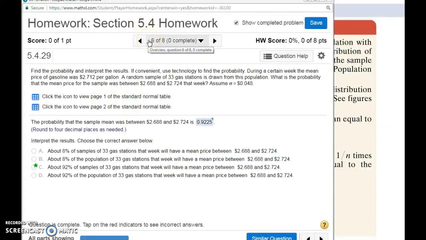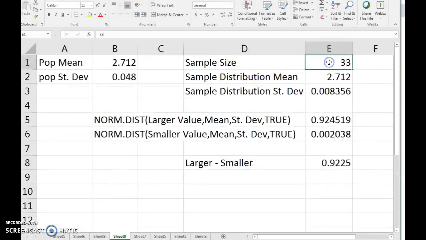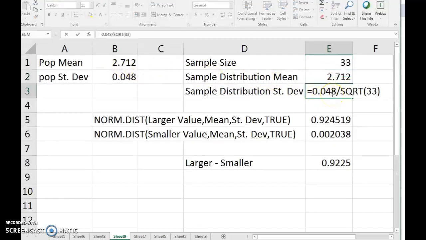Number 6, another story problem. Identify the population mean and population standard deviation. And this time we're doing an in-between. Since the sample size is bigger than 30, again, we know our sampling distribution is going to be normal. And the mean of the sampling distribution is the same as the population mean. Calculate the sampling standard deviation.